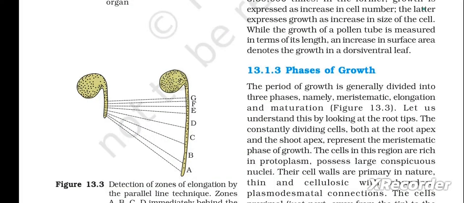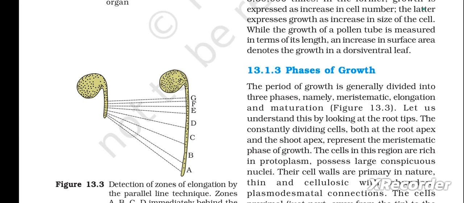Next is 13.1.3 phases of growth. The period of growth is generally divided into three phases, namely meristematic, elongation, and maturation. The figure can be seen in 13.3. Let us understand this by looking at the root tips. The constantly dividing cells both at the root apex and the shoot apex represent the meristematic phase of growth.